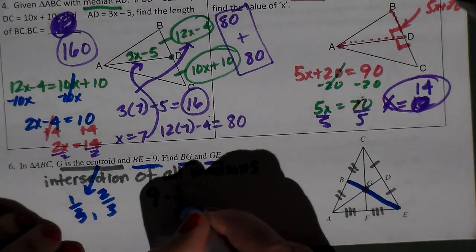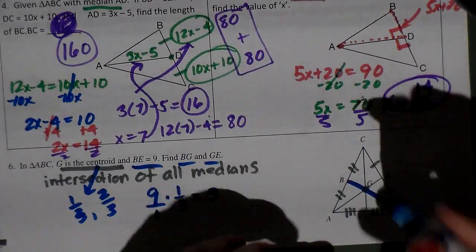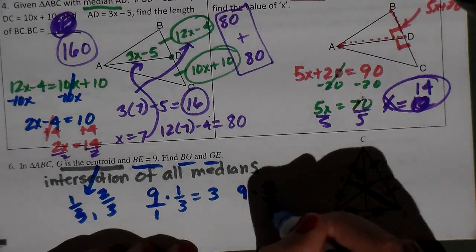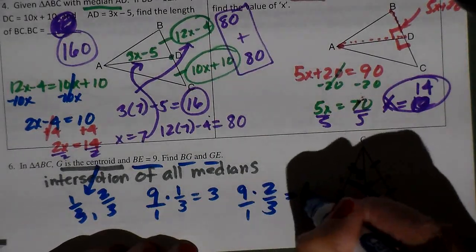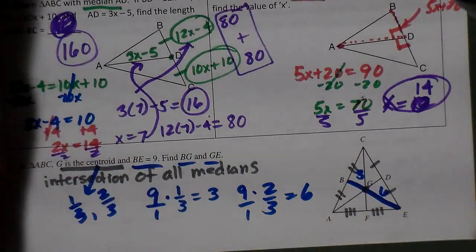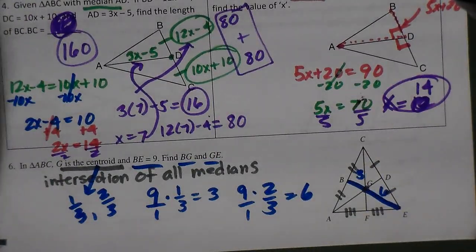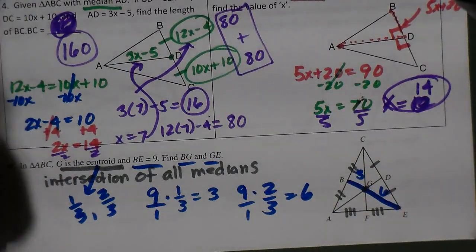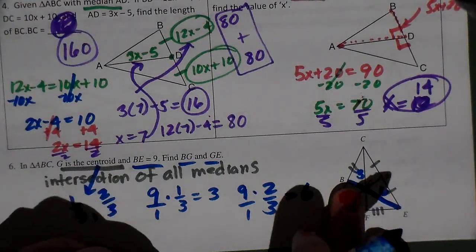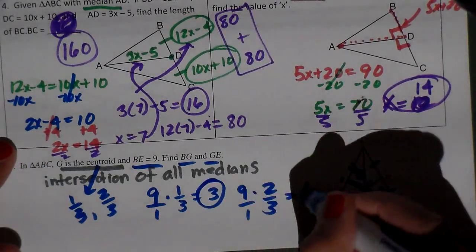What's 1/3 of 9? 3. If you want to do it that way, you can do that. So that means the little piece is 3, and what's 2/3 of 9? 6. So that means this piece is 6. The centroid always divides all the medians into 1/3 and 2/3. So if the median is 15, that means you've got 5 and 10. If the median is 12, you've got 4 and 8. That means that the smallest one is actually half of the biggest one. Okay. So your two answers are 3 and 6.